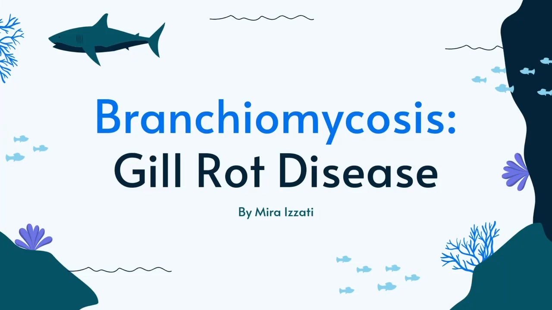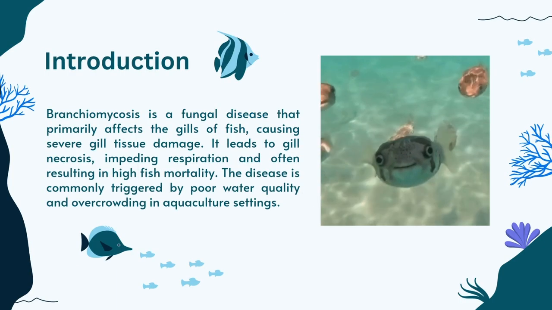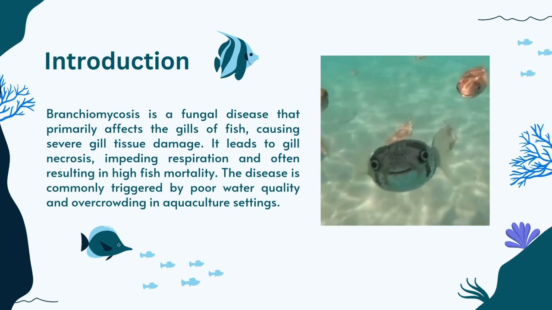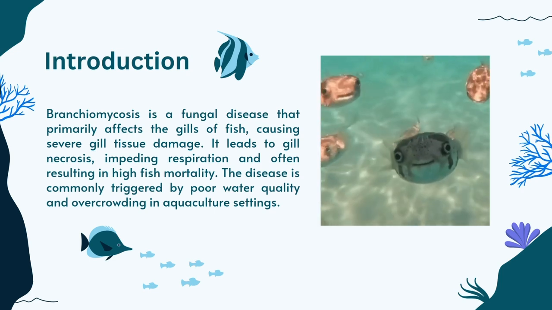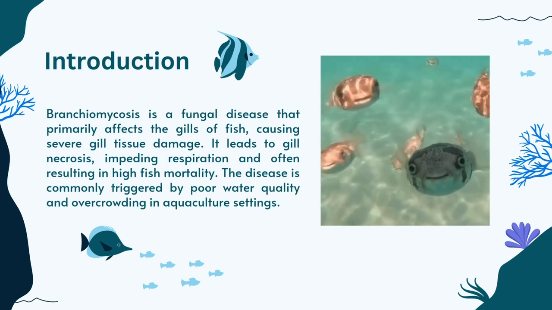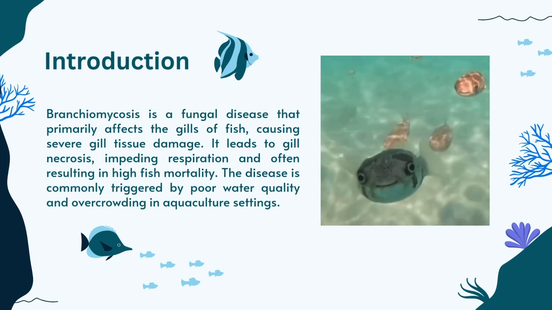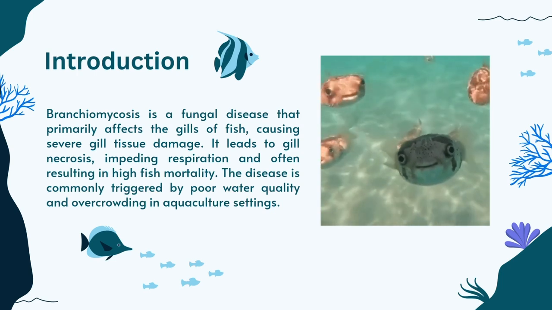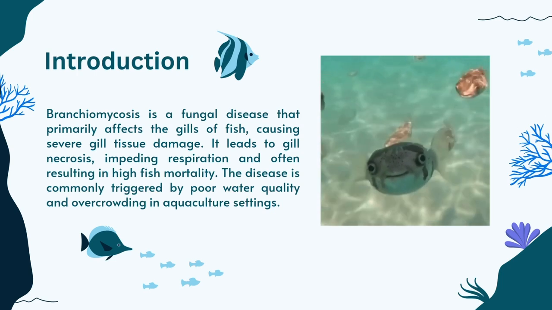Today I'll be talking about branchiomycosis, which is commonly known as gill rot disease. So you must be wondering, what is branchiomycosis, right? Branchiomycosis is a fungal disease that primarily affects the gills of the fish, causing severe gill tissue damage. It leads to gill necrosis, impeding respiration and often resulting in high fish mortality.